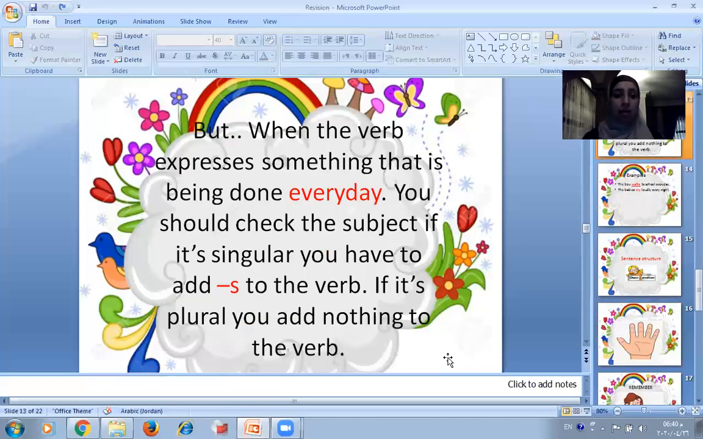Now, when the verb talks about things that are a habit or things that you usually do, like every day or every month, in this case, you should check the subject, not only the verb. You should look at the subject. If the subject is singular, you have to add an S to the verb. If the subject is plural, you do nothing. You just keep the verb as it is, but you have to keep an eye on the subject in this case. Only in the present simple, in the everyday case, okay?